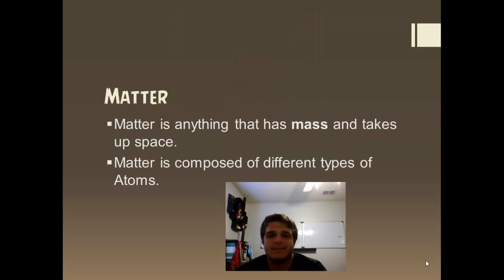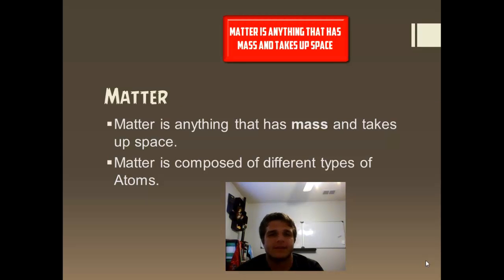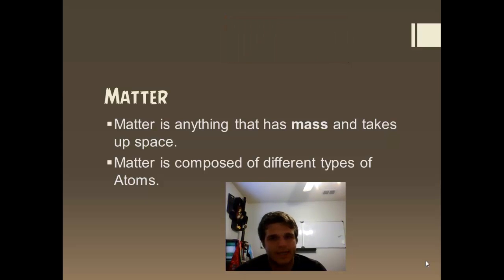Matter is anything that has mass and takes up space, okay? This is the typical textbook definition that you see of matter. It is always like this. Once again, two key factors there. It has mass and it takes up space.